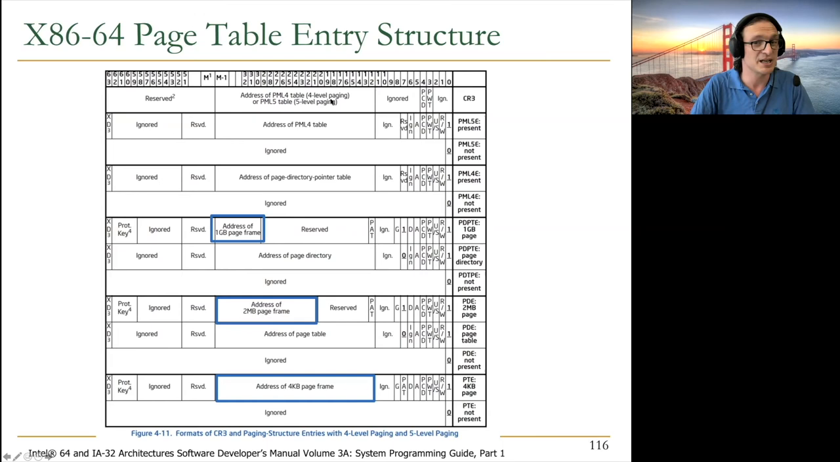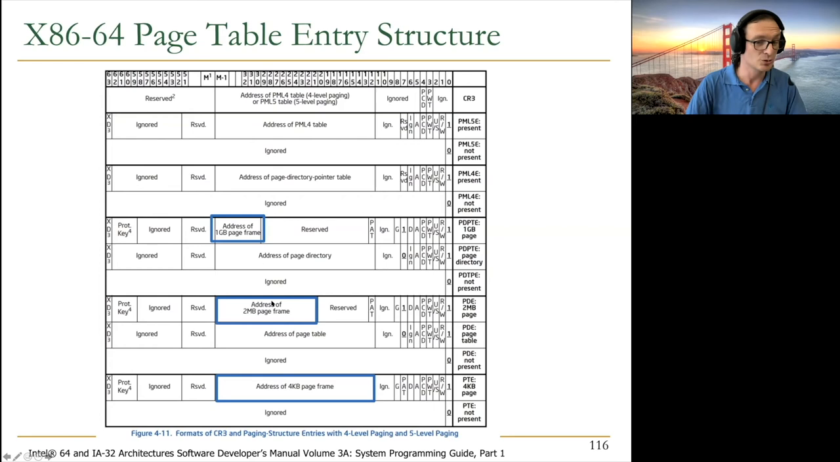So this is the fifth level, which is the, they don't call it the directory anymore, of course. This is the first level if you have fifth level. This is the first level if you have four levels. And you can see that there are 1 gigabyte page frames also. So there are three types of pages in x86 right now: 1 gigabyte, 2 megabytes, and 4 kilobytes. And you need to choose which page you want.